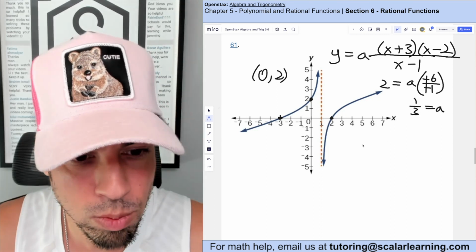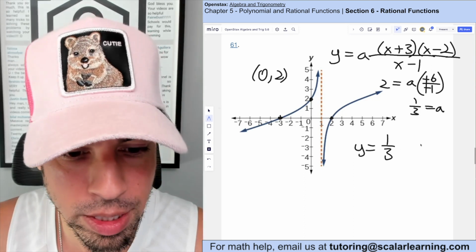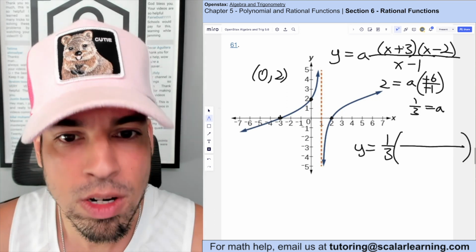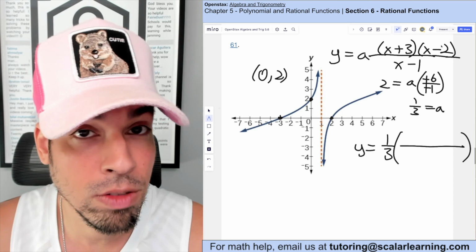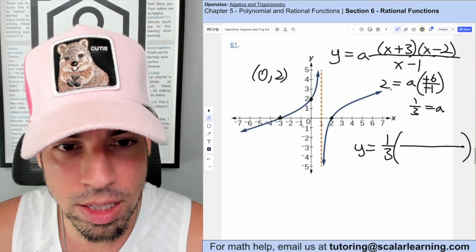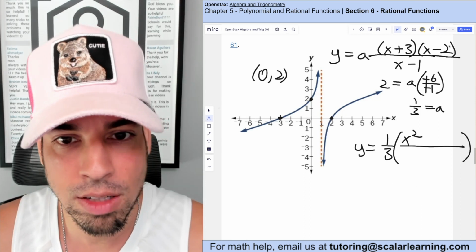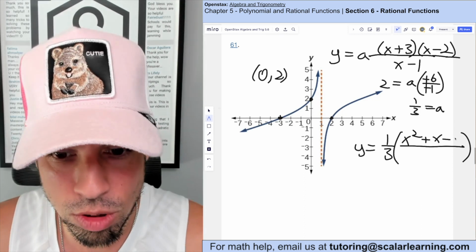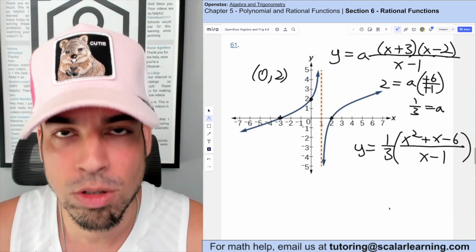So then as we write this out, finally, we get y equals 1 over 3 times, I'll put this in parentheses just to make it clear, and then they actually FOILed it out in the answer. So you could leave it like this if your teacher says it's okay, but I'm going to FOIL it out like they did. So then we have x times x, which is x squared. Then we have negative 2x plus 3x, which is just plus x, and then 3 times negative 2, which is negative 6, over that x minus 1. There's your answer. Boom, done.